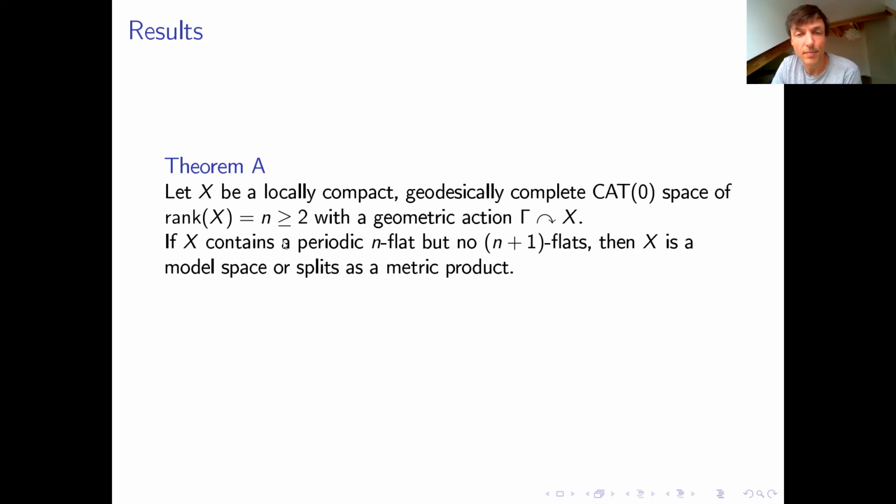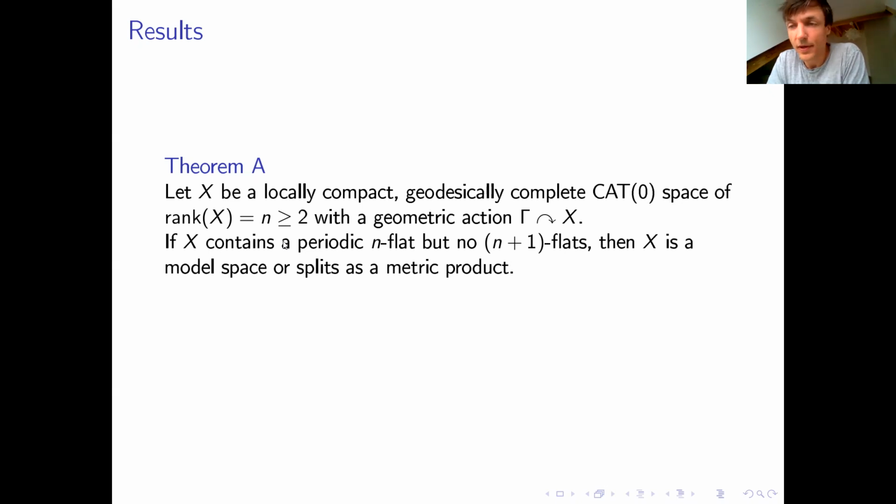Let me tell you first: an n-flat is an isometric embedding of R^n. It's periodic if its stabilizer basically contains Z^n acting by translations. So what you should think of is that in the quotient, you find a torus. And this no (n+1)-flats condition is more or less a question of whether the rank is well defined, yes or no. If you think of symmetric spaces, then you could define this rank differently. If you have a rank n symmetric space, then every geodesic lies in an n-flat, but there is no (n+1)-flat. So in this sense, the rank is really well defined.